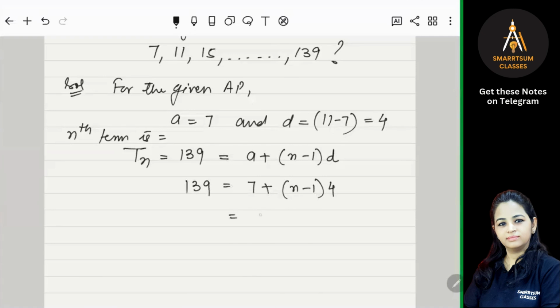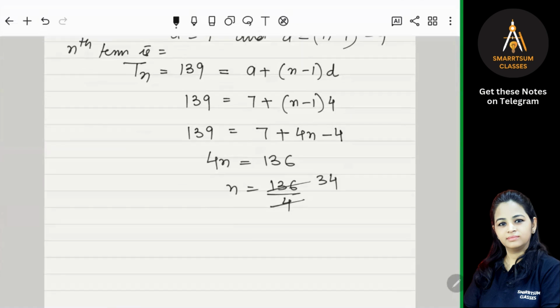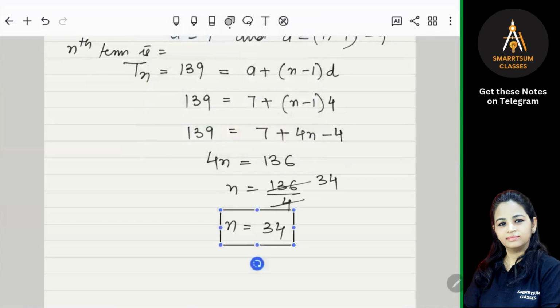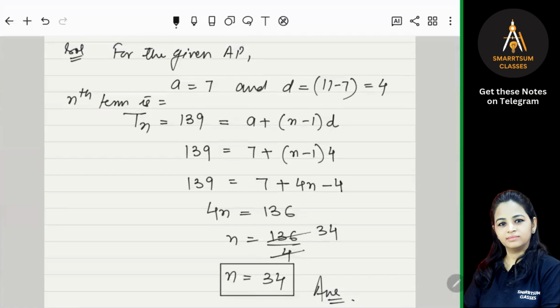So 7 plus 4n minus 4 equals 139. So 4n is equal to 139 minus 7 minus 4, that is 139 minus 3, which is 136. So n is equal to 136 upon 4, which is 34, right? So in this way, we have got the value of n, means the total number of terms within this AP is 34. Is that clear? So this is how we can solve this question.